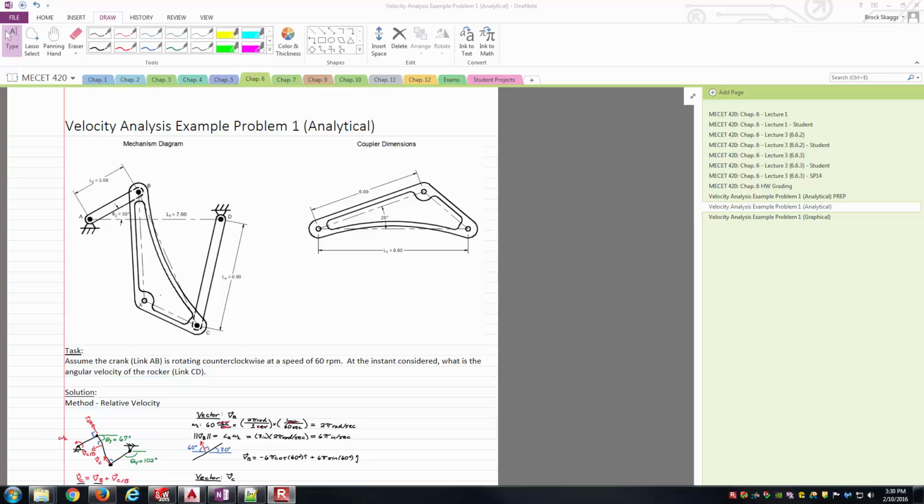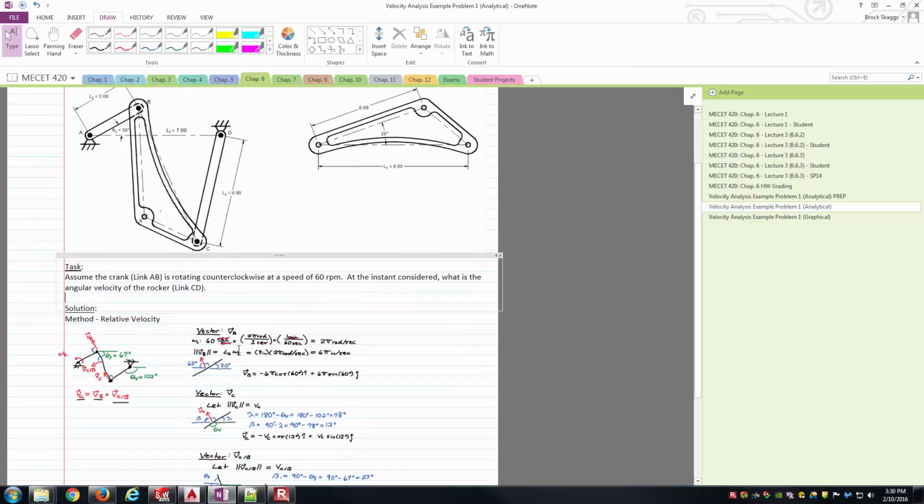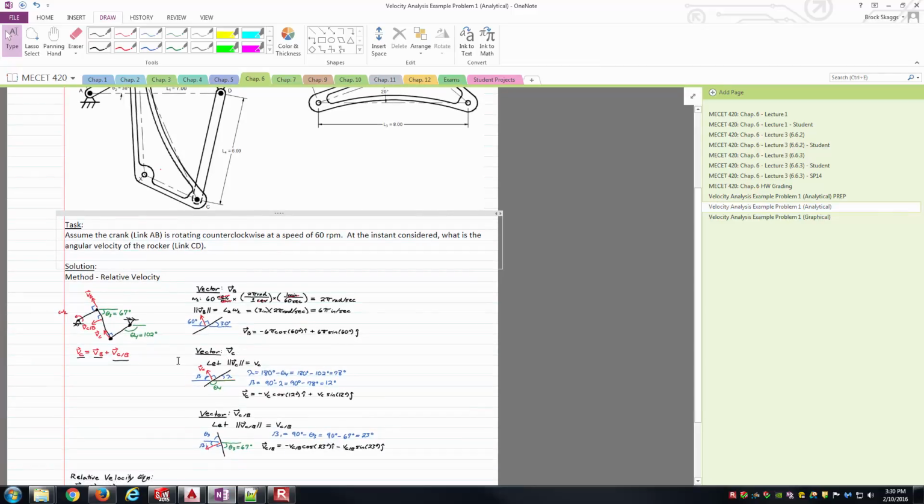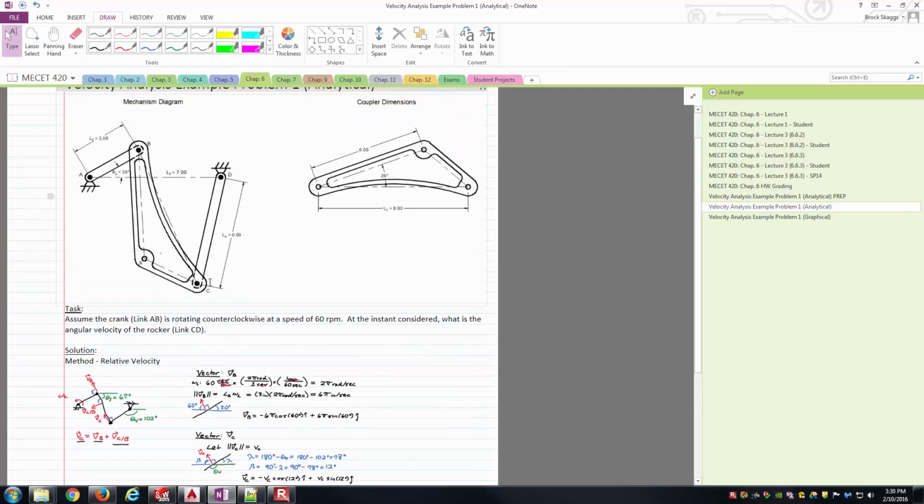There we did it as a very analytical exercise. Basically, we went through and we analyzed the coupler, picked out a couple points on it that would be of interest to us, and went through a relative velocity approach in order to determine the magnitudes of a couple velocity vectors. Specifically, the one that we were after was the linear velocity of this point C. Because after we knew the magnitude of the linear velocity of point C, we were able to relate it back to the angular velocity of link 4 here, with points C and D at its endpoints.